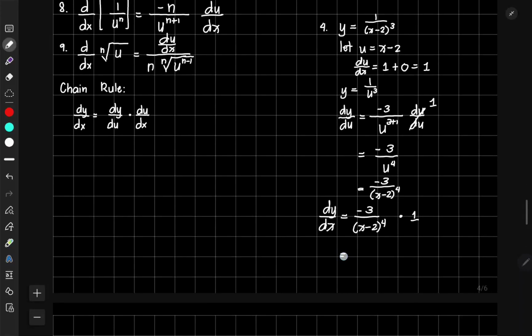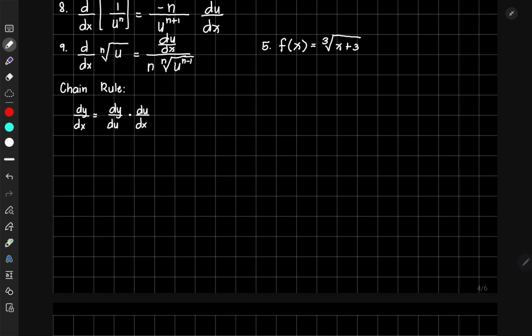And, you will get dy over dx to be negative of 3 all over x minus 2, that is raised to 4. So, this could be your final answer. Pero kung gusto mo pang i-expand pa to, okay lang din naman. Pero medyo mahaba na siya. So, you can still use Pascal's triangle din at this point. Pero, this one could be your final answer. So, ganyan lang gamitin yung rule number 8 natin.